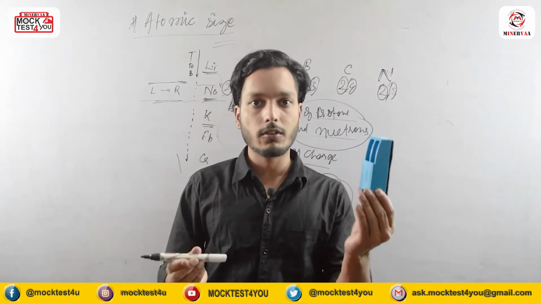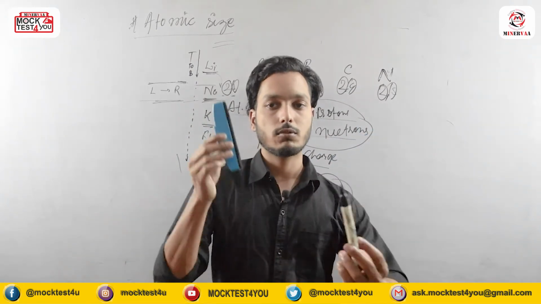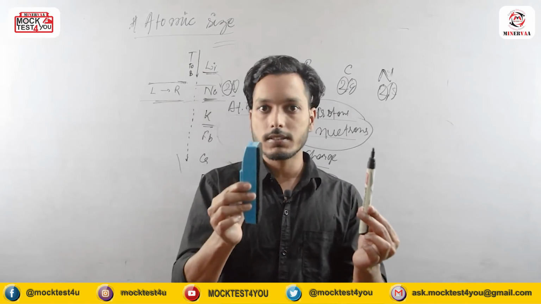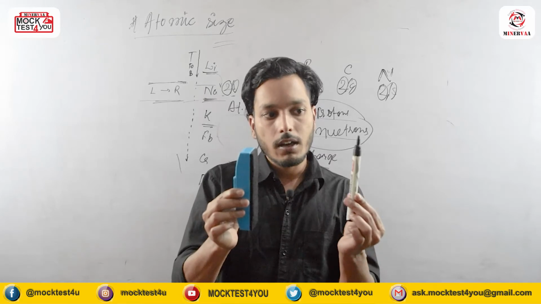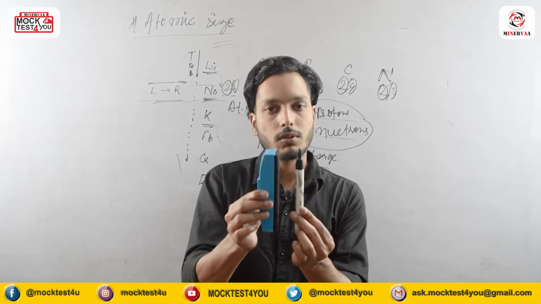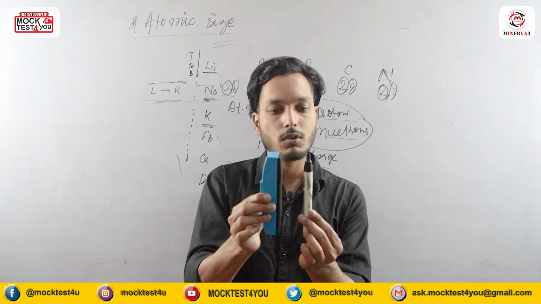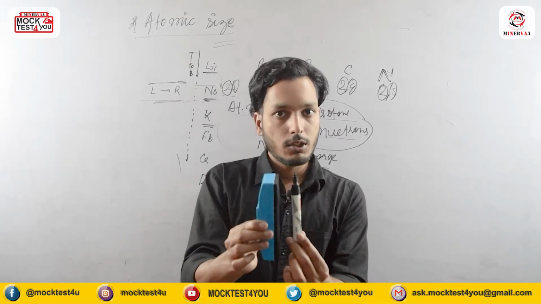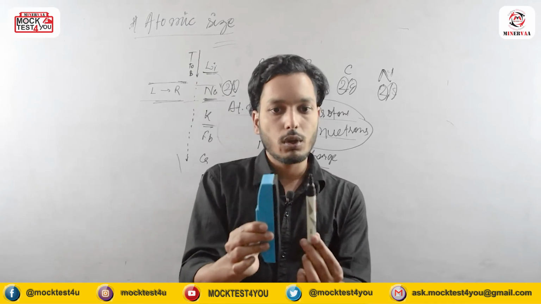Suppose this is the nucleus and this is an outermost electron, and since the nuclear charge is increasing, what will happen? The electron will come closer towards the nucleus, right? Since the nuclear charge is increasing, this electron will come more close towards the nucleus. So at that time, what will happen?